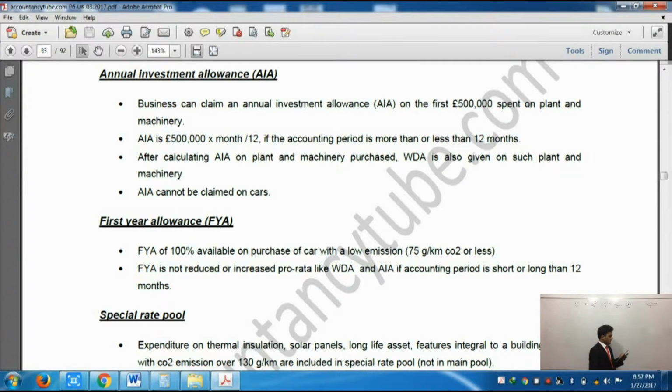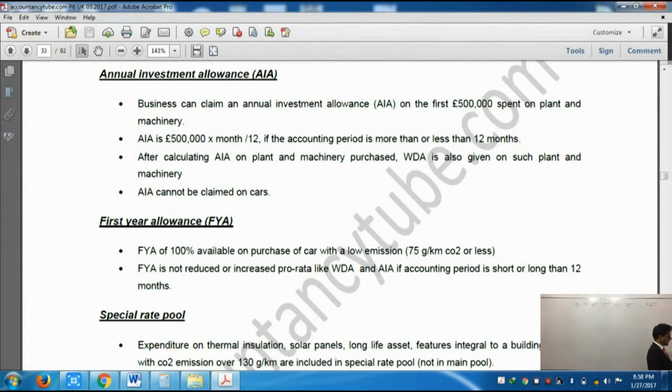Then it says full writing down allowance is given in the year of... sorry, I was on the annual investment allowance. So it says if it is more than or less than 12 months, then we'll have to adjust like that. After calculating annual investment allowance, writing down allowance is also given on such plant and machinery. Now it says annual investment allowance cannot be claimed on cars. So if you purchase some cars, there won't be any annual investment allowance on the purchase of cars. It is only on the purchase of plant and machinery.